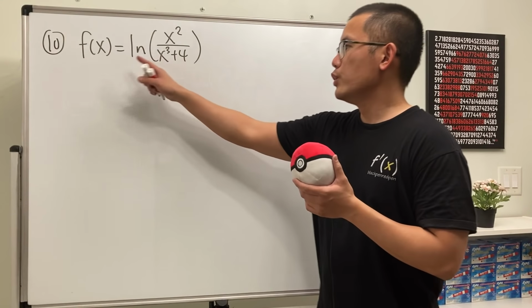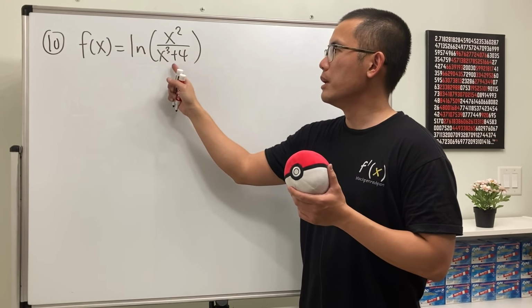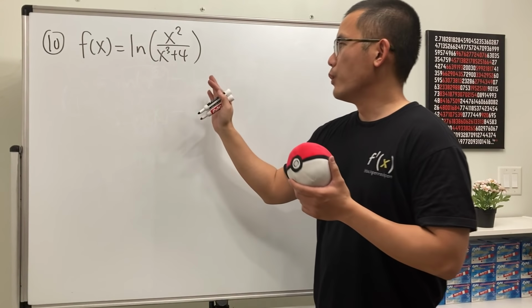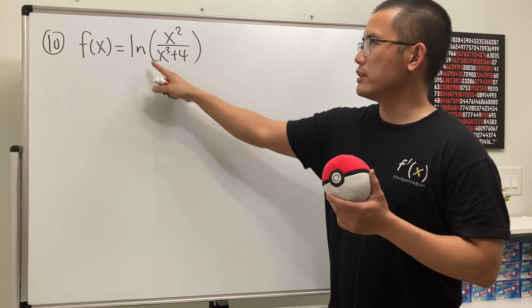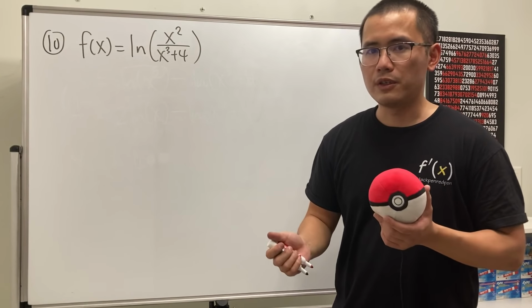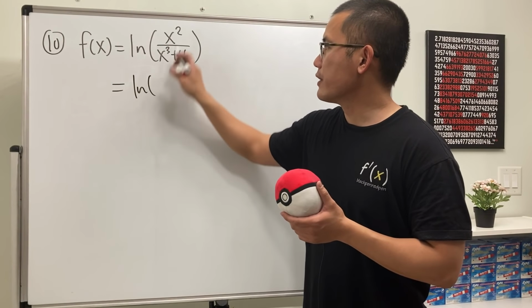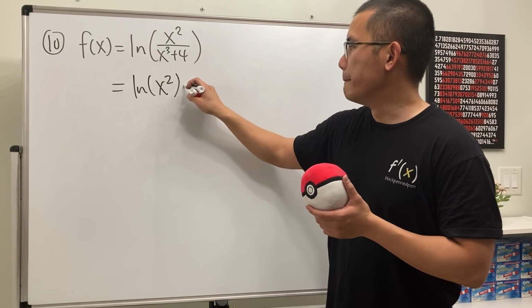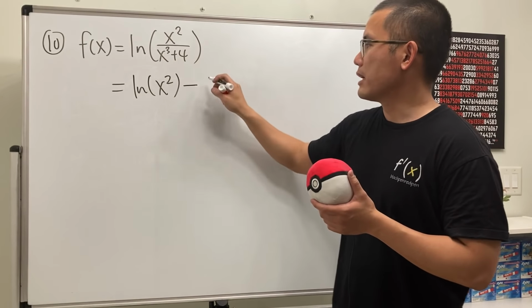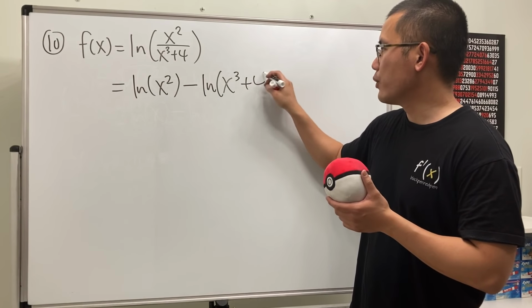Last question. We will differentiate ln of x squared over x to the third power plus 4. Well, we see that we have this fraction inside of the ln. So in fact, before we do calculus, we can do some algebra first. So we'll break it apart. It's just ln of the top, which is x squared, and then minus ln of the bottom. So ln of x to the third power plus 4.